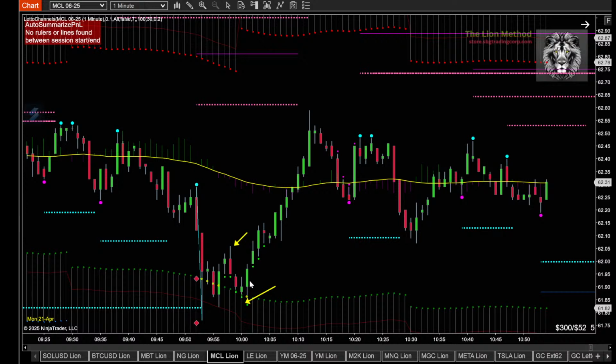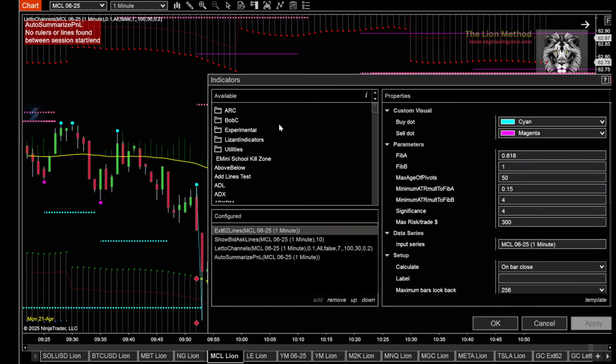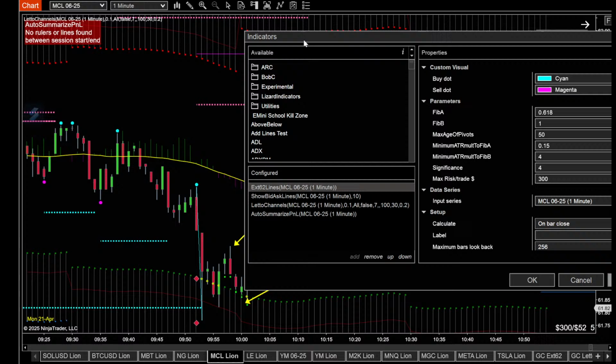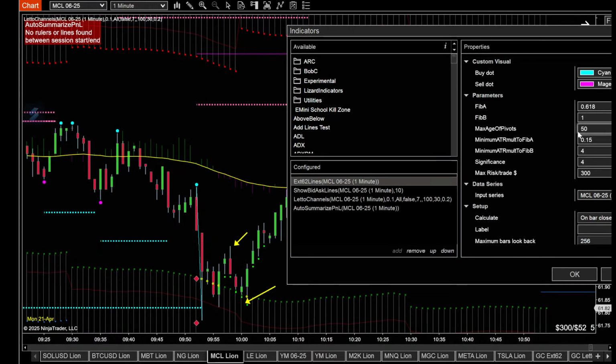Oh, you know what it is? It's the significance. It's not the ATR per se, but it is the significance. So swing points here have a significance number, and that's the number of bars that it exceeds before and after it. So I've got 4.